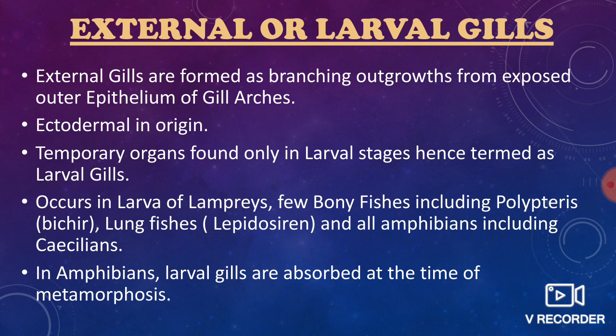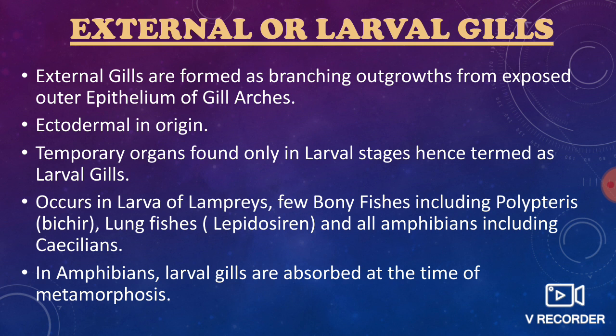Moving to the second half of the lecture, that is the external or larval gills. External gills are formed as branching outgrowths from the exposed outer epithelium of gill arches. They are ectodermal in origin, and they are temporary organs found only in larval stages, hence termed larval gills. They occur in the larvae of lampreys, a few bony fishes including Polypterus, lungfishes, Lepidosiren, and all amphibians including caecilians.